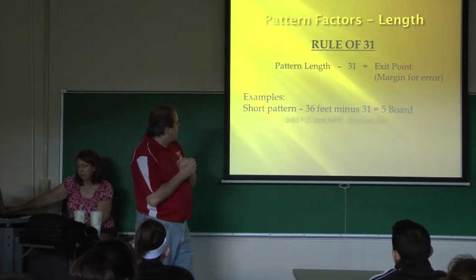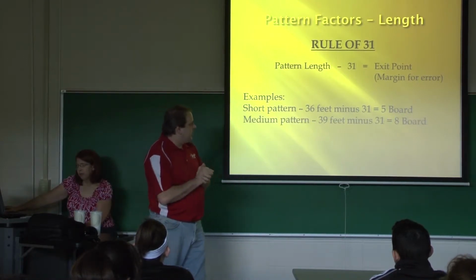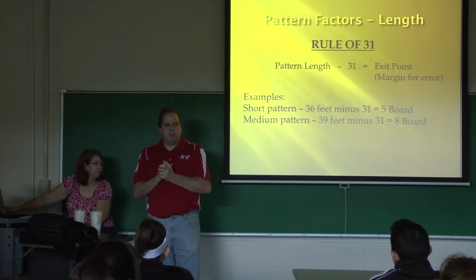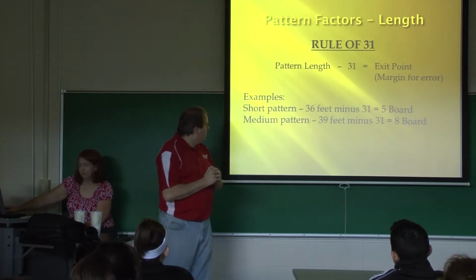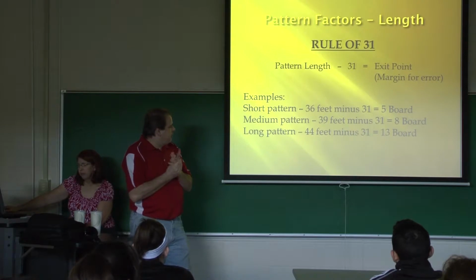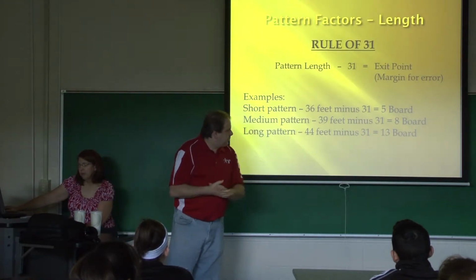So for example, short patterns: 36 minus 31, 5 board. Everybody plays short patterns by the gutter, right? We'll get into some of those graphs. Medium pattern, 39 minus 31 is 8 board. And the longer you get with the oil pattern, 41 minus 31, 13 board.